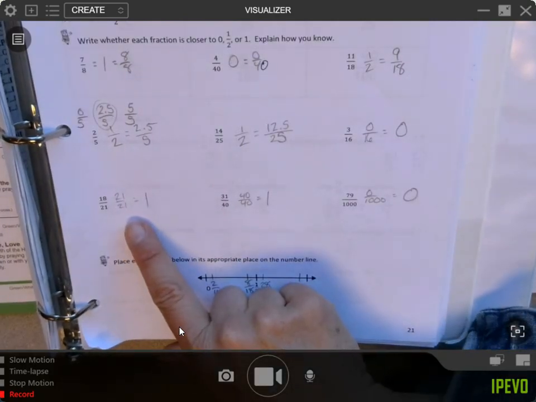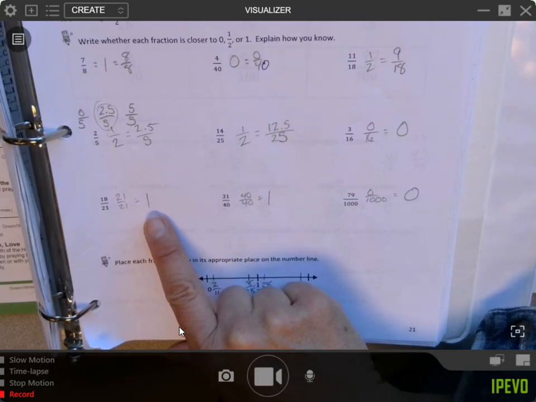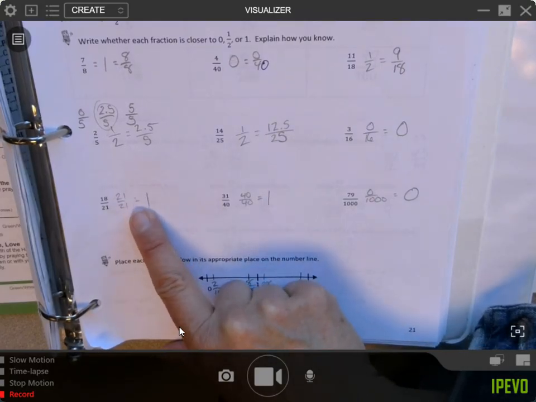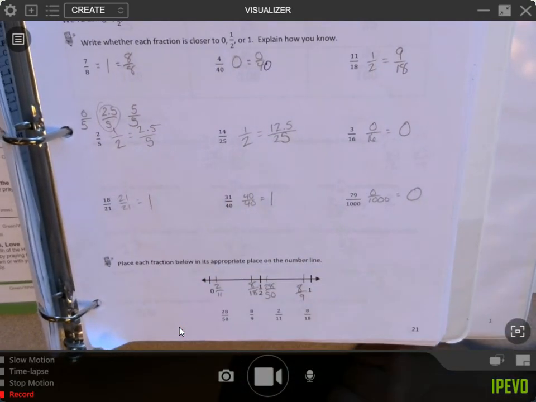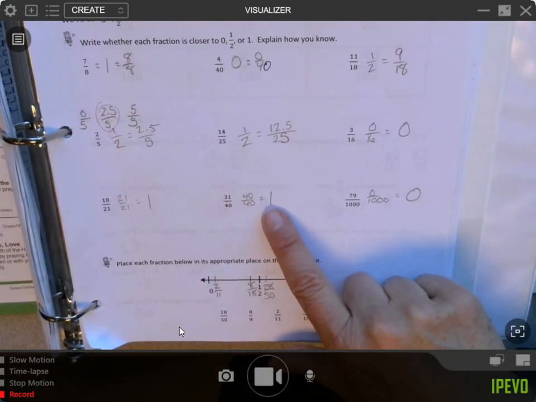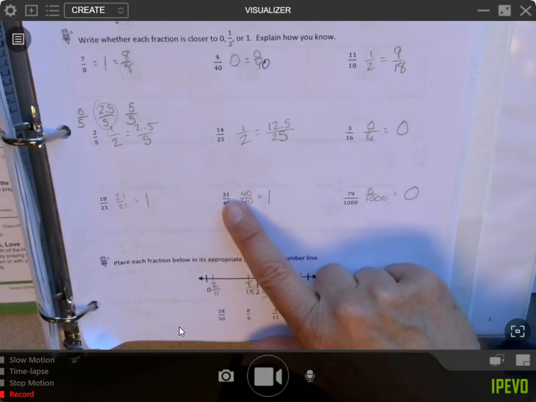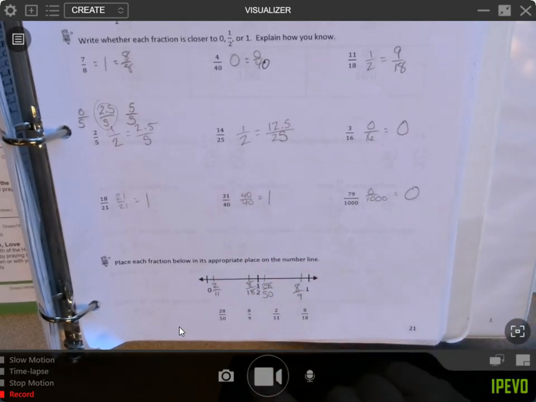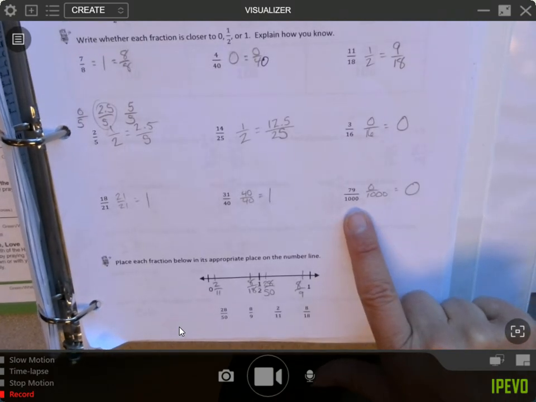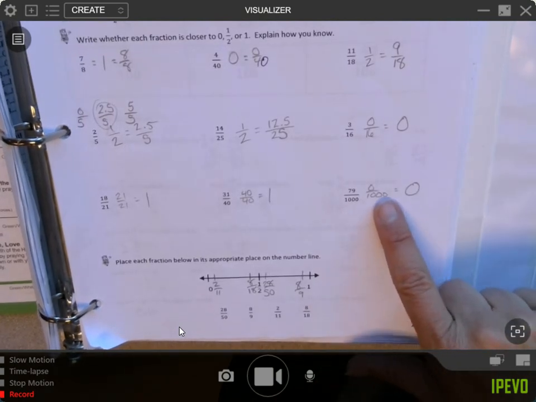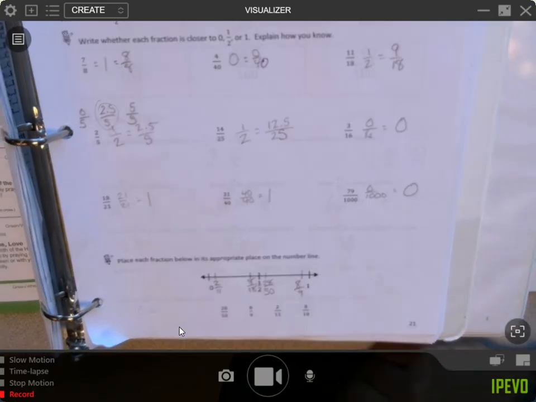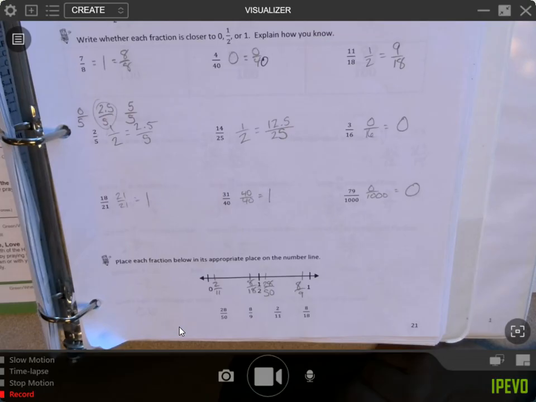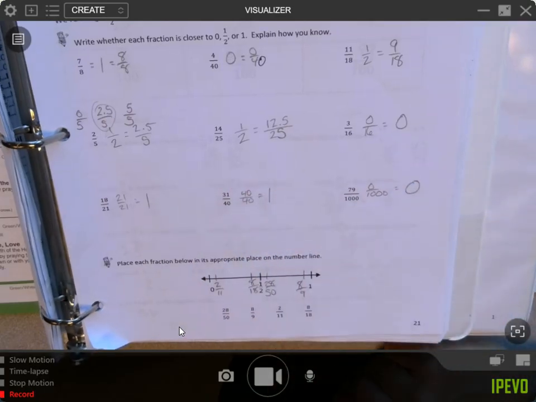On the bottom row, we have 18 over 21 is closest to 1 because 1 whole would be 21 over 21 and 18 is close to the 21. 31/40 is closest to the 1 because 31 is closer to 40 than it is to that halfway mark of 20. And then we have 79 over 1,000. That is going to be closest to 0 because half of 1,000 is 500 and 79 is not close to 500. Any questions on any of those? Anybody not sure why I put the mark point that I put, 0, half, or 1?